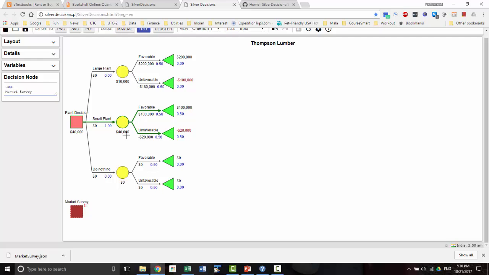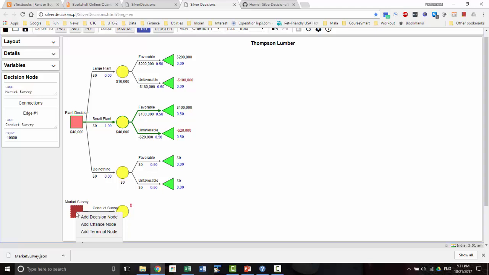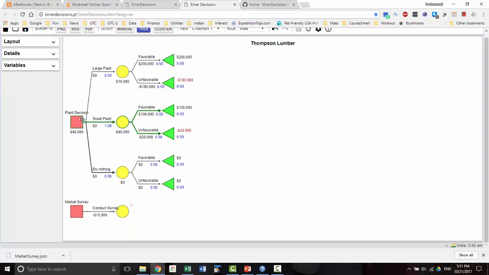And I'm going to add a chance node. So that will be conduct survey, and the payoff is minus 10,000. If you conduct a survey, it's going to cost you 10,000. And if you don't conduct a survey, then there is no chance node here. There is no prediction, there is no market survey, so you go straight to a decision node, and that decision node is already here, the plant decision.